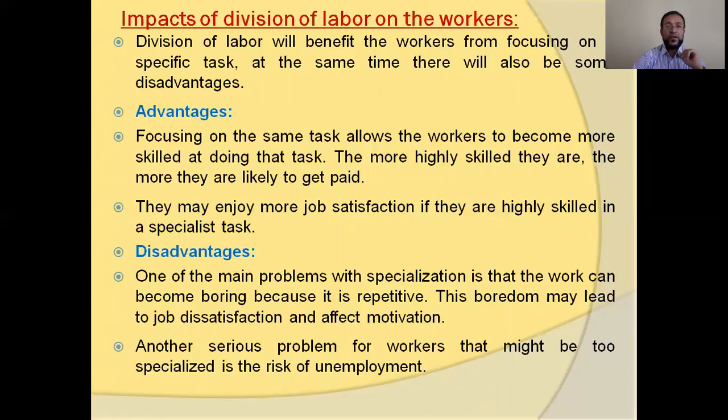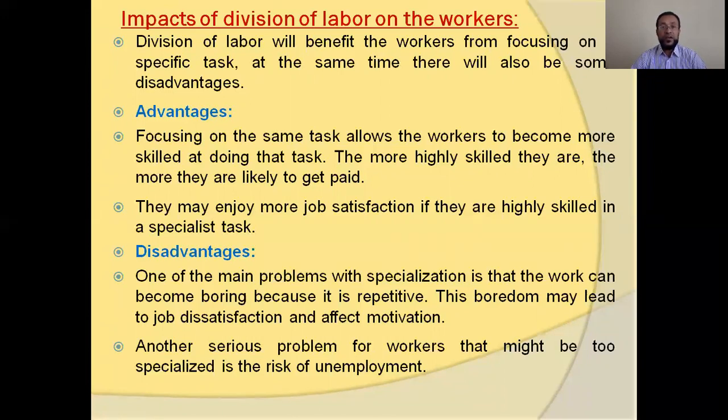First of all, focusing on the same task allows the workers to become more skilled at doing their task. The more highly skilled they are, the more they are likely to get paid. That means division of labor increases the skill of the workers. Since they are doing the same work repeatedly, their skill increases. As they become skilled and specialist, their wage also increases.